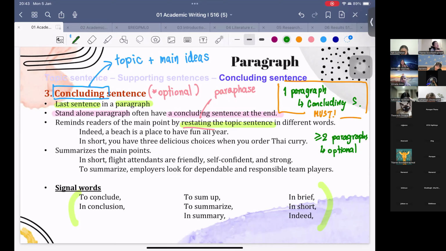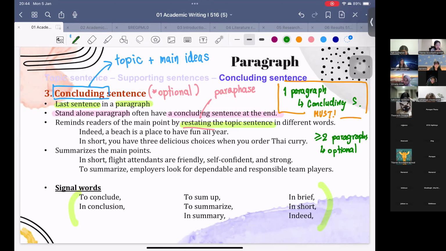Normally if you read a research paper, you're not going to see a lot of concluding sentences because it's one paragraph followed by another. That's why you're not going to see a concluding sentence.